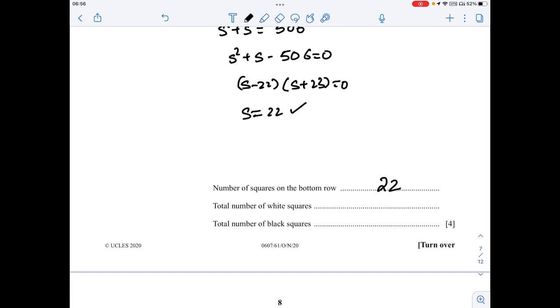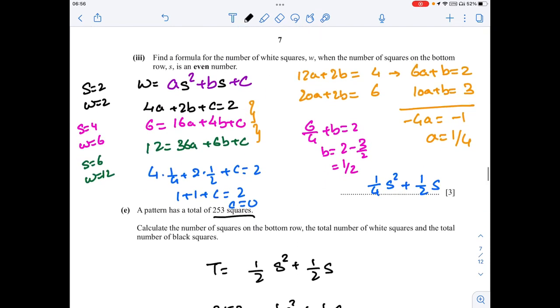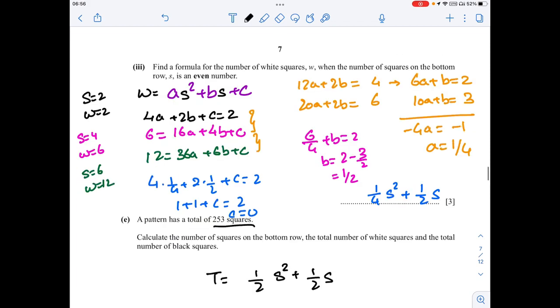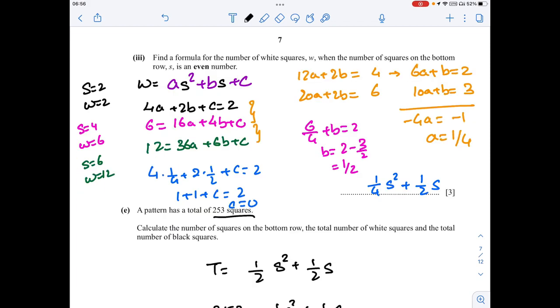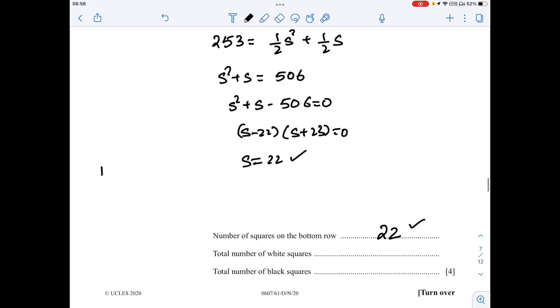Now 22 is an even number. So the number of white squares, if it is an even number: find a formula for the number of white squares if the number of squares at the bottom is an even number. This is the formula, 1 upon 4 s squared plus 1 upon 2 times s.